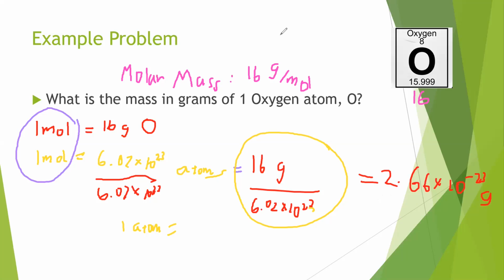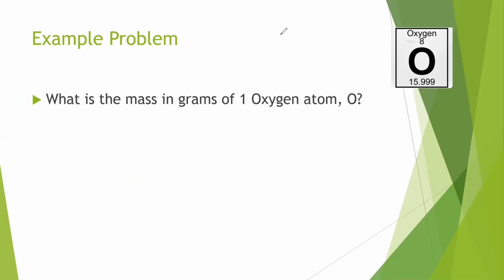A shortcut, like I said earlier, to solving these types of problems is you can just take the molar mass, which is 16, and divide it by Avogadro's number. So you can instantly just do this, the molar mass, which is 16, divided by the number, and then that's always the correct answer. So this is a pretty good shortcut if you need one, which is the answer I got.